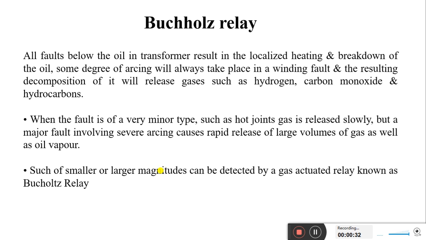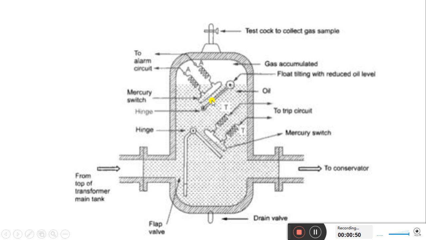As we know, the transformer's windings are placed inside the transformer tank, and transformer oil is filled inside the transformer tank. So let us see the diagram of this Buchholz relay first, then we will discuss the operation. So this is the Buchholz relay diagram, where these contacts are going toward the alarm circuit.